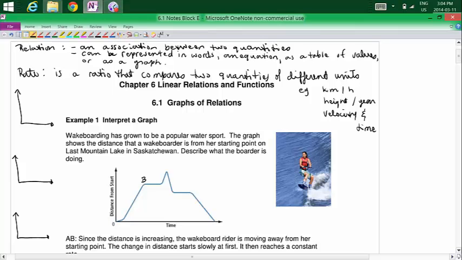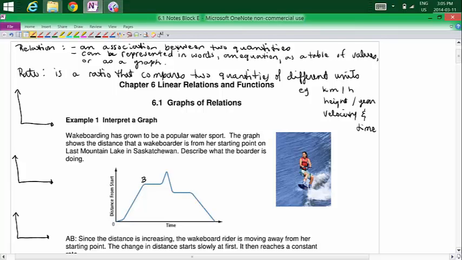So for example, distance and time. If I'm out jogging, the longer I jog, the further I go. We can represent relations using words, equations, table of values, and a graph. And we're going to be looking at graphs in this particular section. And because we'll be talking a lot about rate: a rate is a ratio that compares two quantities of different units. So for example, kilometers per hour, where you're comparing distance with time, height and year, velocity and time. All of these are rates.